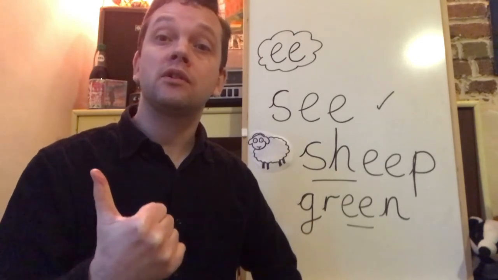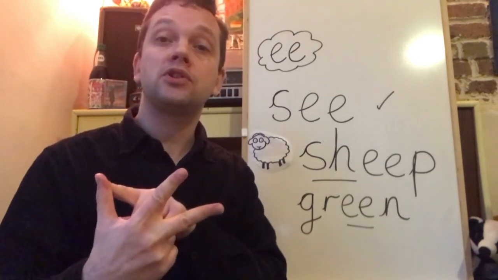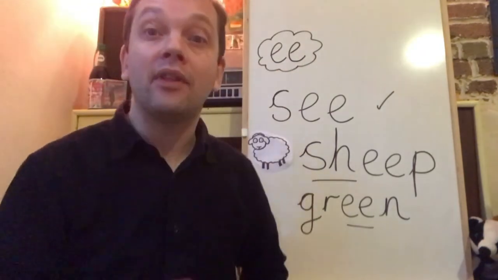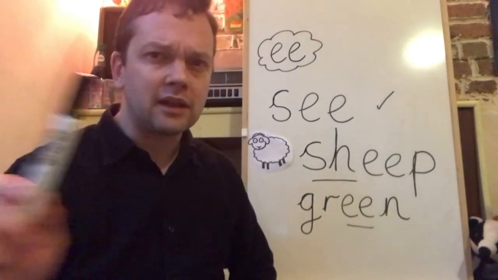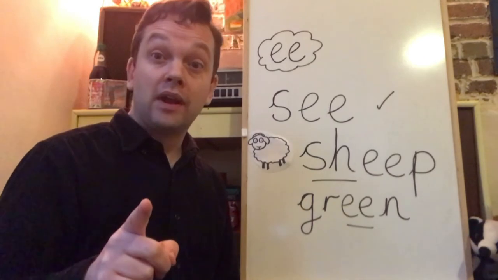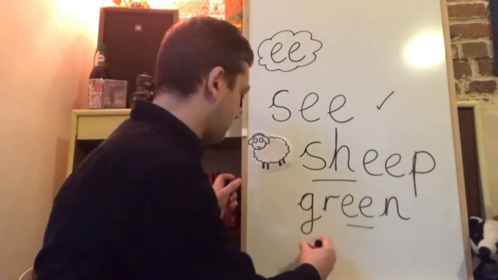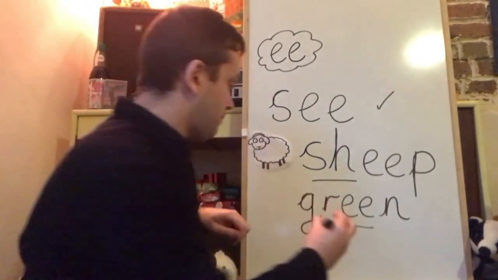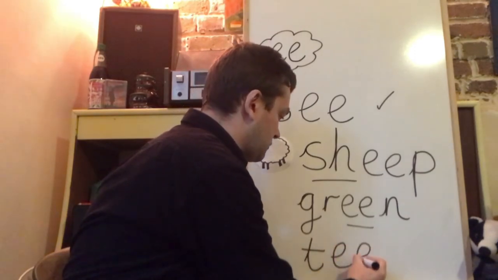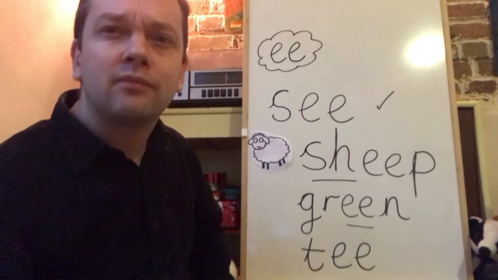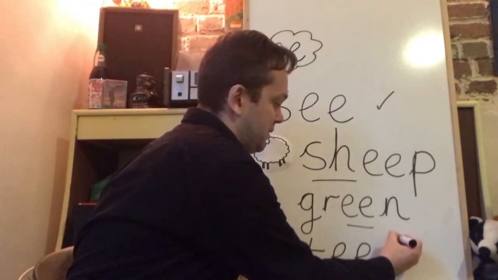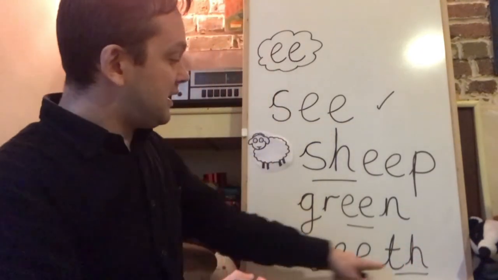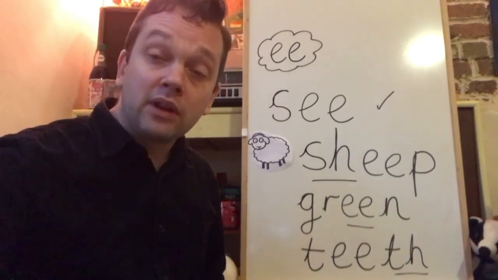Sound it out. T. E. T. E. So that's T. E. And then th. Now spell it. Can you do it before me? Ready? Go. So T. E, E. And then th. Remember that one? The letters T and H together. T, E, th. Teeth. Very, very good.